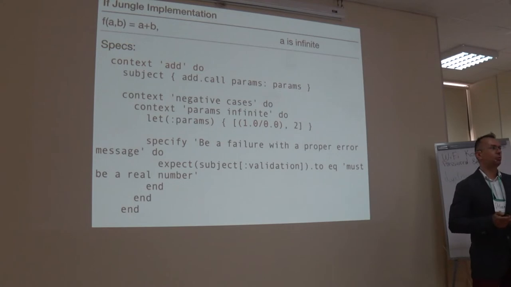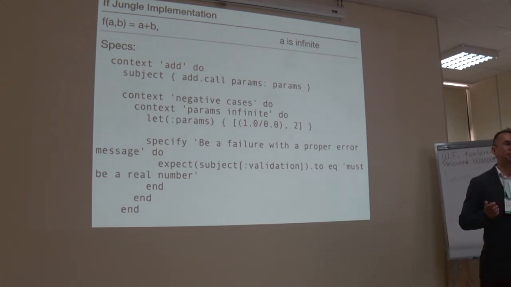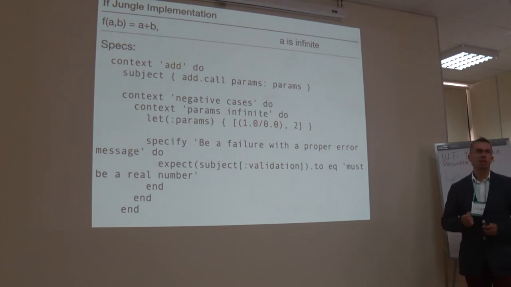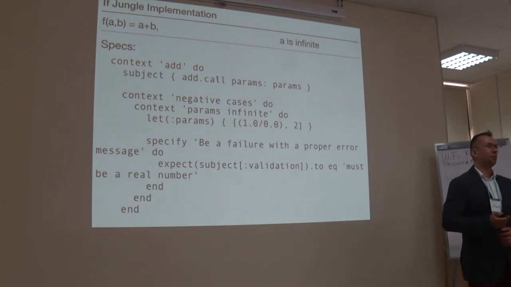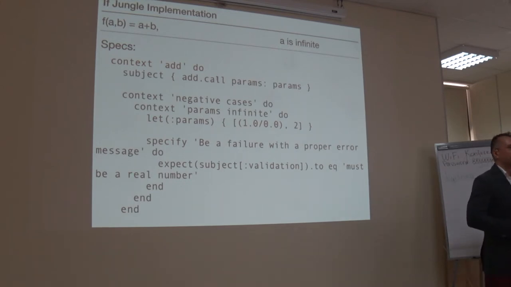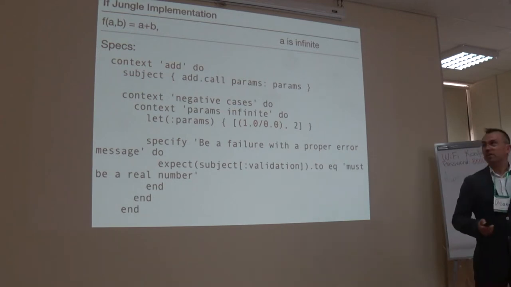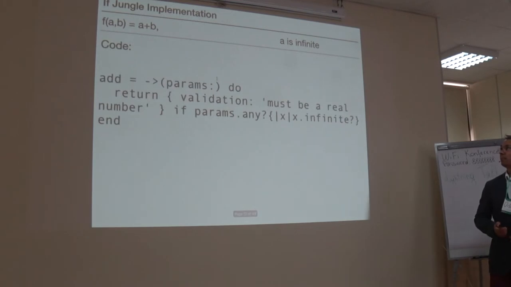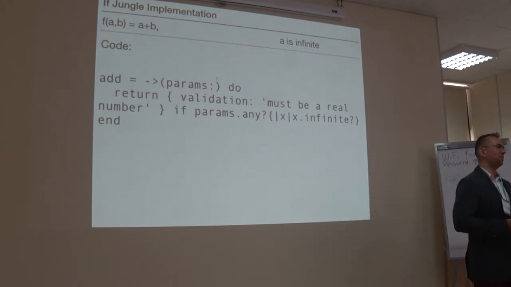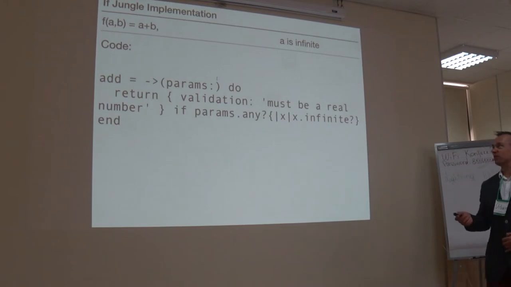then I'm going to show you through TDD, which is test-driven development. So we are writing the specs for the addition. We are going to write a negative test, meaning what would happen if we inject an infinite number? So we have the number 1, we divide it by 0, that's an infinite number. We call the operation with the infinite number. And in return, we expect an error message. There is the error message. So we implement it so that if any of the parameters is infinite, then we are returning just an error message.